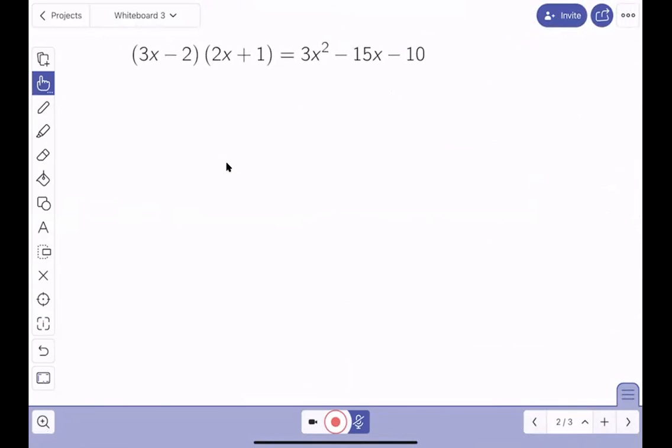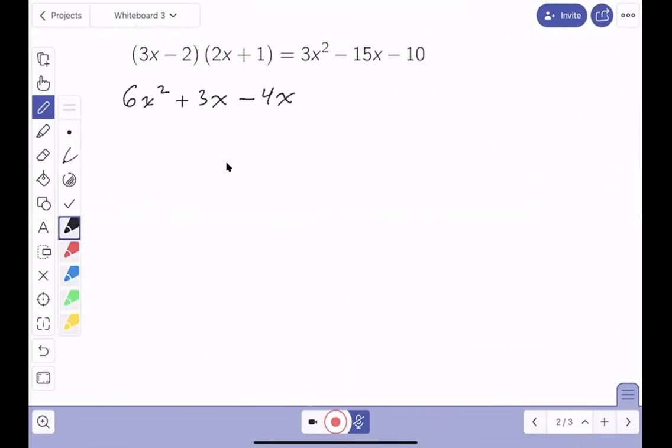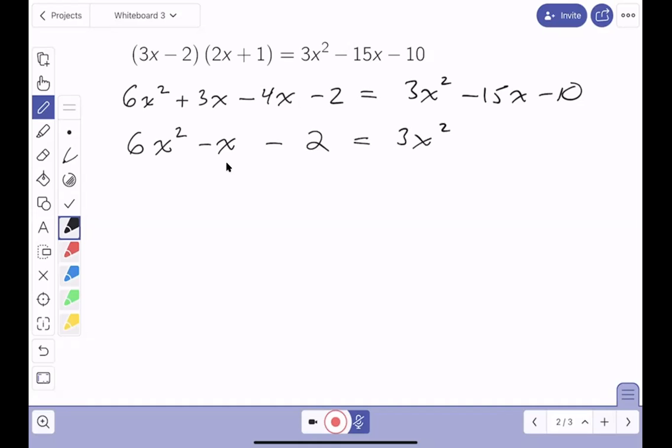First goal, simplify. I got to get a 0, right? So what do you get over here? You get 6x squared plus 3x minus 4x minus 2 equals 3x squared minus 15x minus 10. I'm still simplifying. 6x squared minus x minus 2 equals 3x squared minus 15x minus 10.